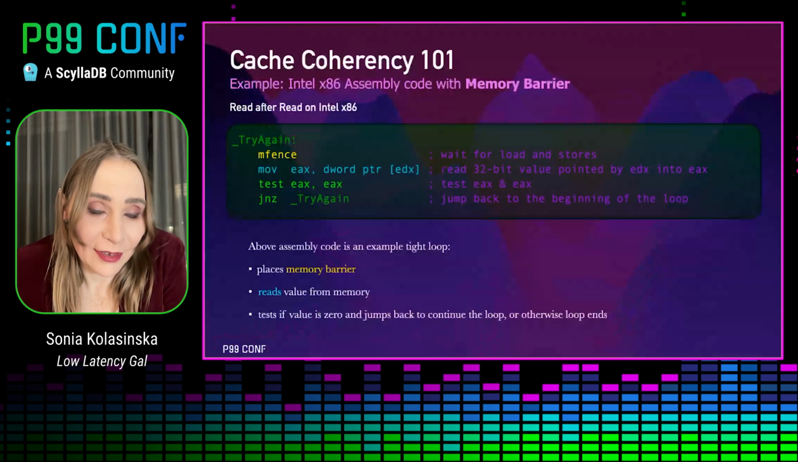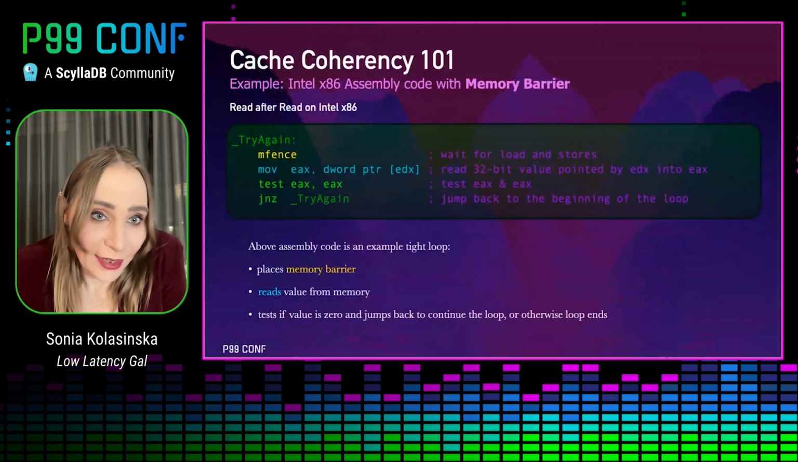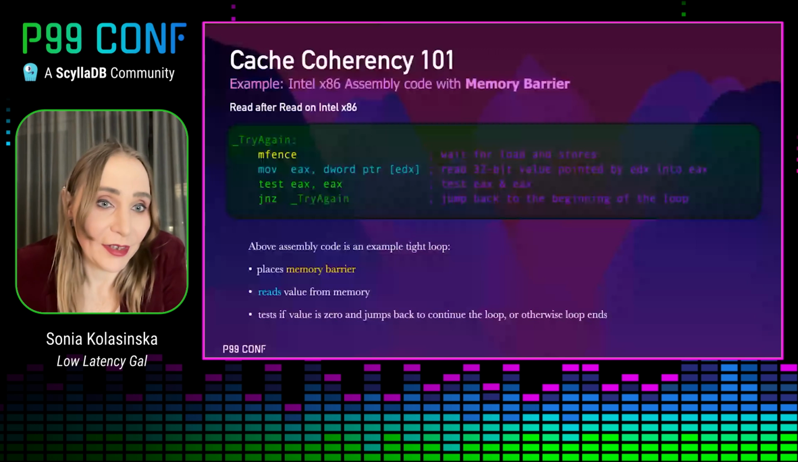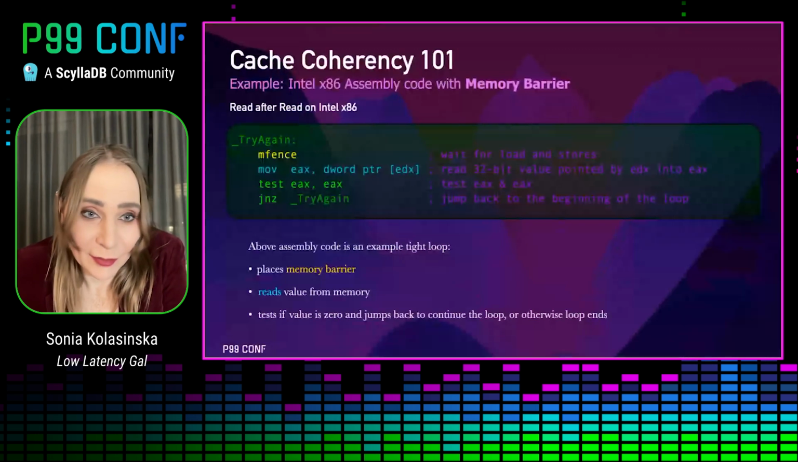Next, it's testing it against 0. Test EAX is tested against 0. And if it's not 0, try again. So it's a loop that keeps testing a variable against 0, and if it's not 0, it keeps looping.